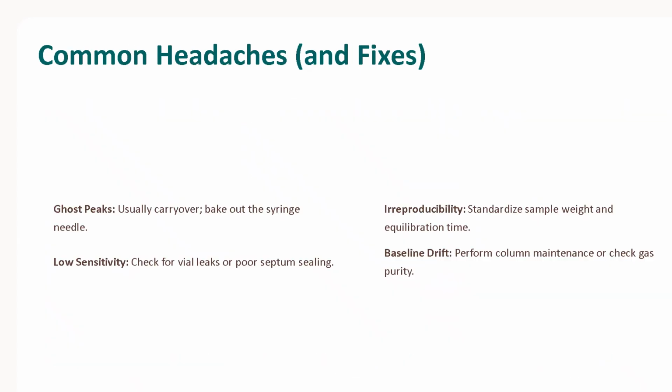Let's be honest, things don't always go perfectly. Ghost peaks often mean carryover. A simple syringe bakeout usually fixes it. Low sensitivity. Check for leaks or poor septum sealing. Inconsistent results. Standardize your sample weight and equilibration time. Baseline drift. That's often column contamination or gas purity issues. Most problems are practical, not complex. Good lab habits prevent most troubleshooting.